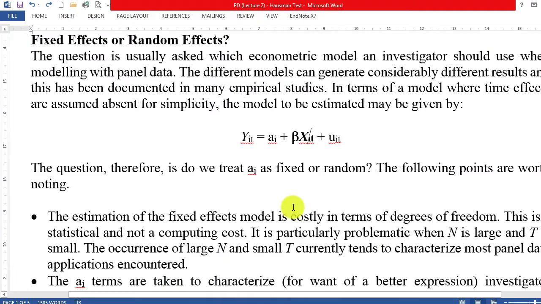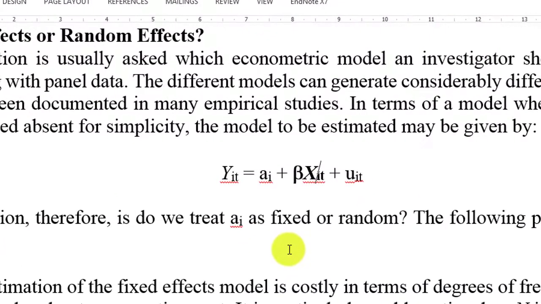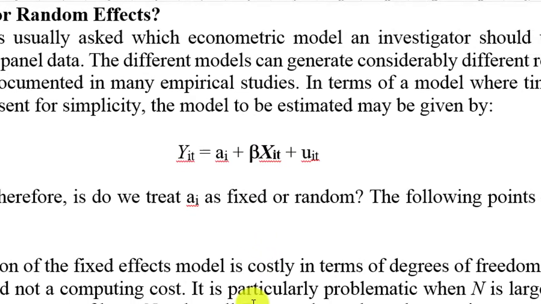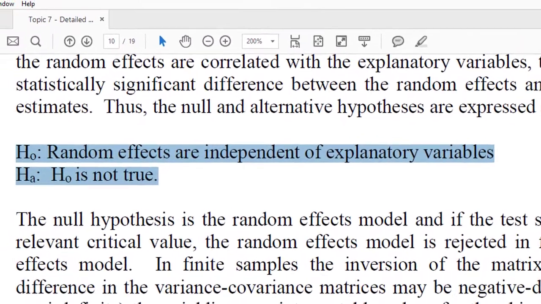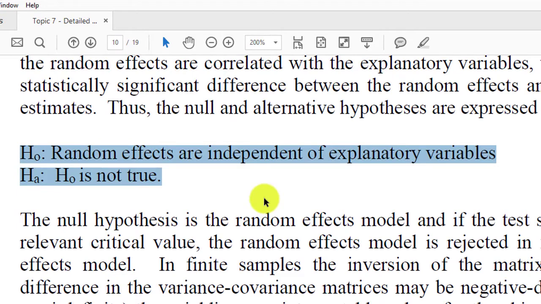The generalized model of a panel data analysis is as shown on the screen. And we are testing whether ai, that is the individual effects in the model, correlates with the X variables or are independent of the explanatory variables. The null hypothesis of the Hausman test says that the random effects are independent of the explanatory variables, while the alternative simply says the null is not true.